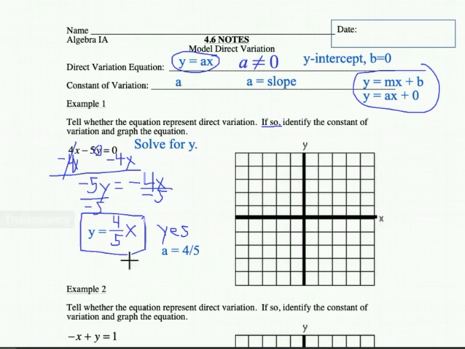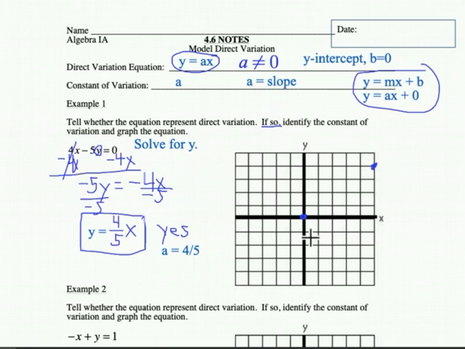To graph this equation, I'm going to have to put a point at the y-intercept, which is going to be 0. Every direct variation equation will have a y-intercept of 0. And the slope is 4 over 5. So 4 is my rise. I'm going to come up 1, 2, 3, 4, and over 1, 2, 3, 4, 5. So there's another point on the graph.